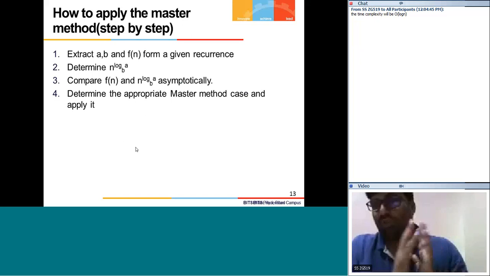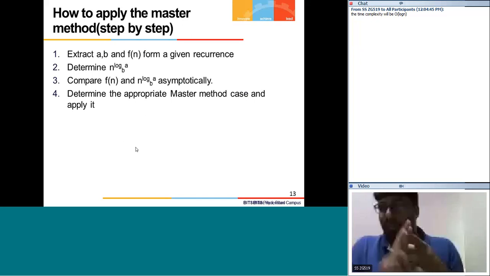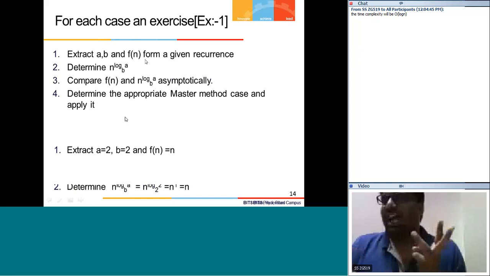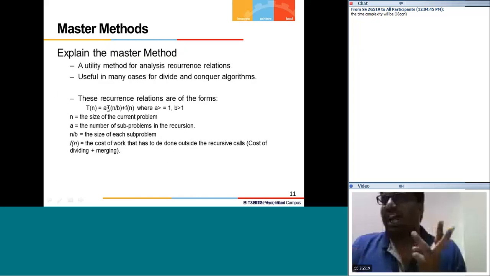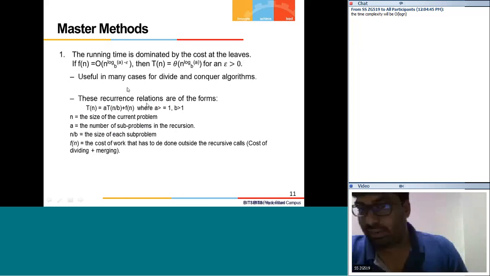Then we will come back, because I think it was too much theory for the moment. Now, what are the factors that we have seen in the equation? I have a, I have b, I have f of n, and I have n by b. Here n is the total input, that is T of n. So I have a value, b value, and f of n value. Going back to the equation, I have a separate, I have n by b, and I have f of n. These are the values I am going to have in my equation.